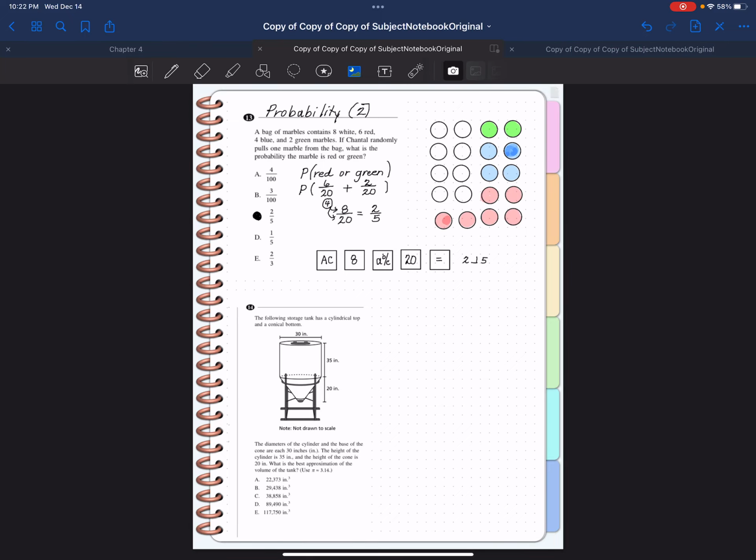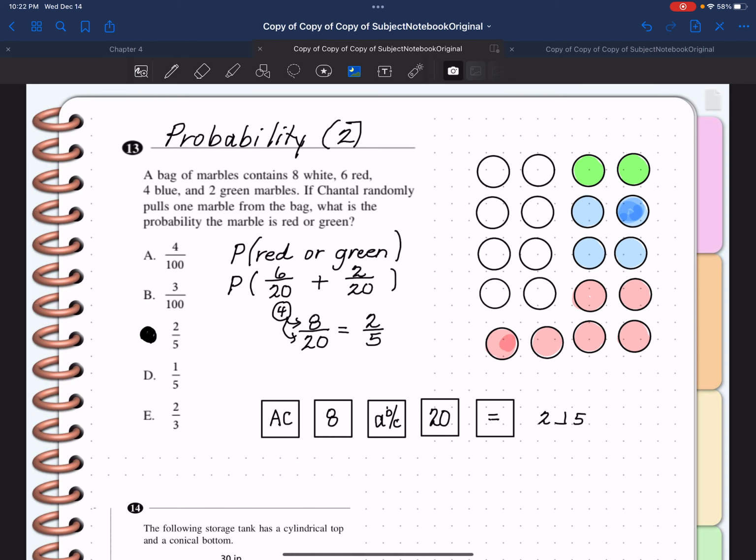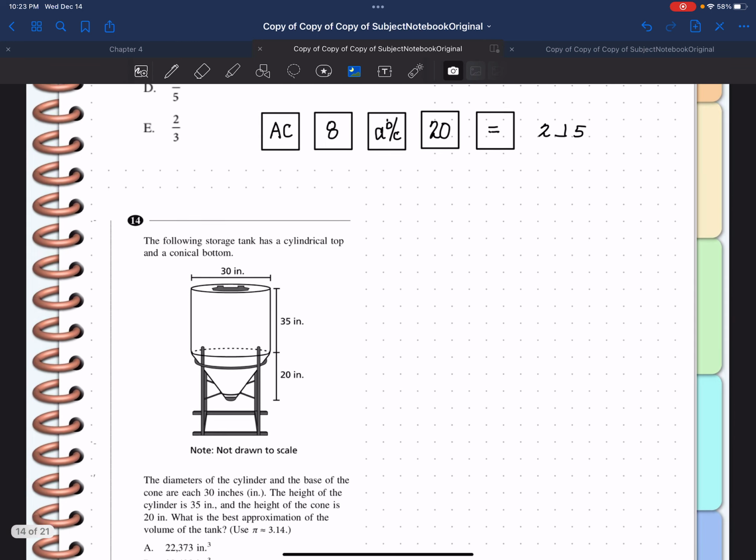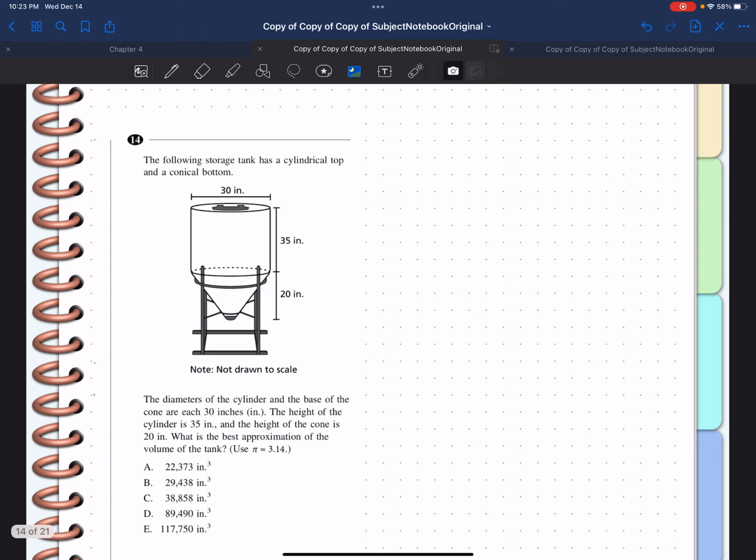I forgot to give you the name of the skill on number 13. It is probability, and that is chapter 2 in the Achieve book. Number 14, this is a geometry question. I'm guessing it's volume, but I need to read it first.